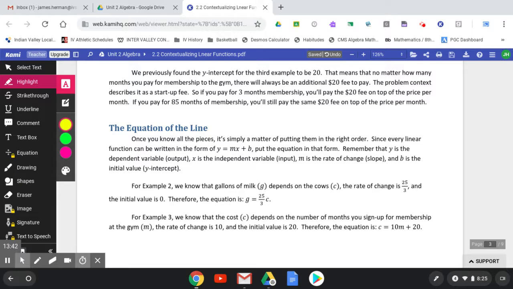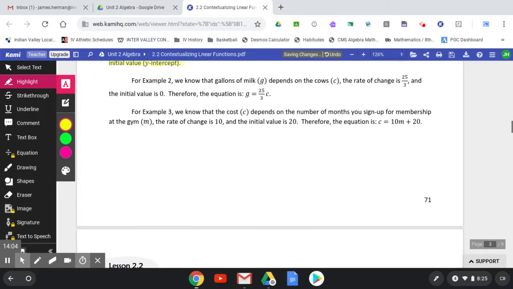Yes, sir? This first paragraph? The whole thing? Once you know all the pieces, it's simply a matter of putting them in the right order. Since a linear function can be written in the form y equals mx plus b, put the equation in that form. Remember that y is the dependent variable or the output, x is the independent variable or the input, m is the rate of change or slope, and b is the initial value or y-intercept. Cool. Good.